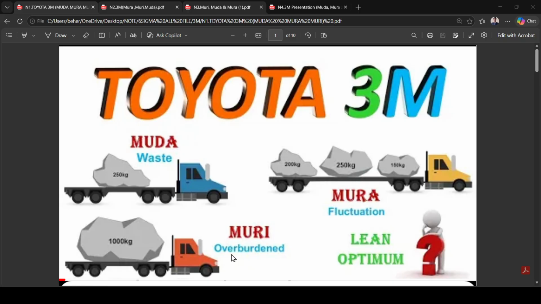And now the last one is Muri. What is Muri? Muri means overload. Putting too much stress on workers or machines is called Muri. For example, if a worker is asked to lift heavy loads continuously without rest, it can cause fatigue or injury. This is called Muri.